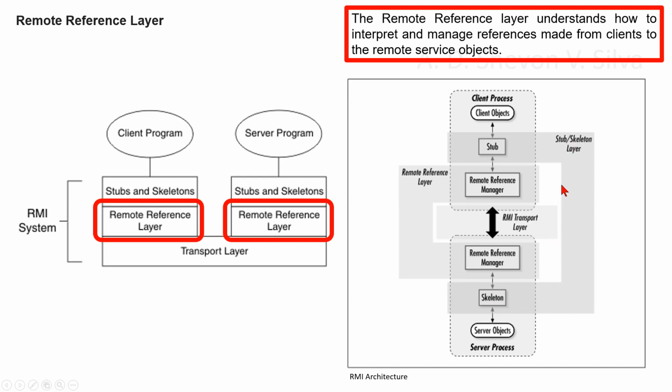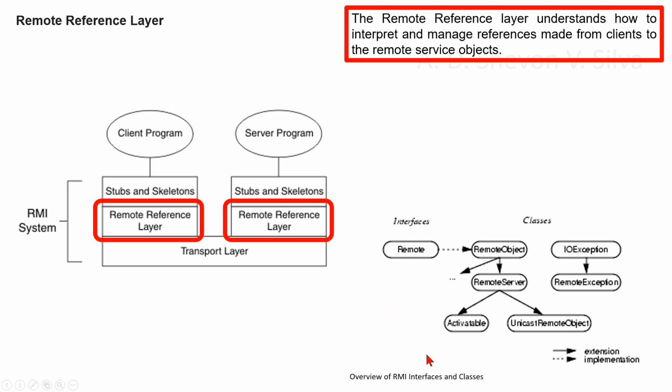Here you can see an overview of RMI interfaces and classes. The interfaces and classes that are responsible for specifying the remote behavior of the RMI system are defined in the java.rmi package hierarchy. The following figure shows the relationship between several of these interfaces and classes. In RMI, this is the java.rmi.Remote interface.